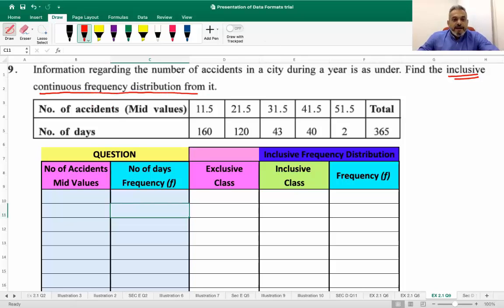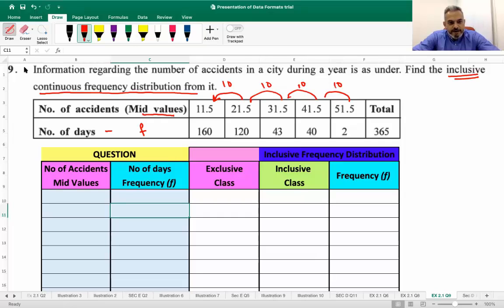Now, number of accidents mid values are given, and number of days, that is frequency, is given. Now, can you tell me one piece of information: what is the class length? 10. Yes, कैसे पता चला? Sir, क्योंकि continuous ही है, सब में एक ही है. Yes, very good. सबका difference is 10.